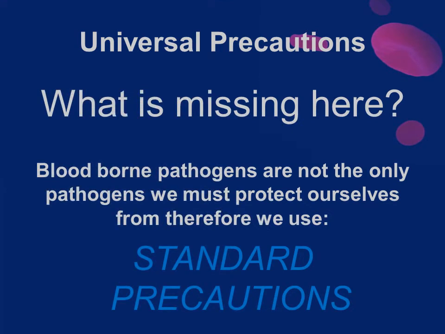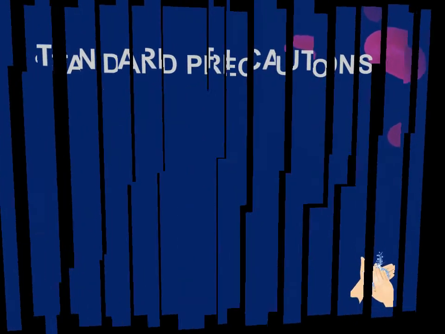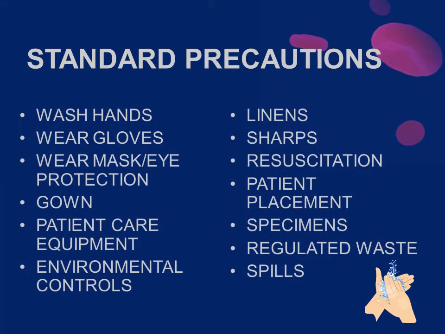What is missing here? Bloodborne pathogens are not the only pathogens we must protect ourselves from. Therefore, we use standard precautions. Standard precautions are designed for use with all patients. Let's cover some of these standard precautions. They apply to blood, all body fluids, excretions, secretions except for sweat, non-intact skin, and mucous membranes.